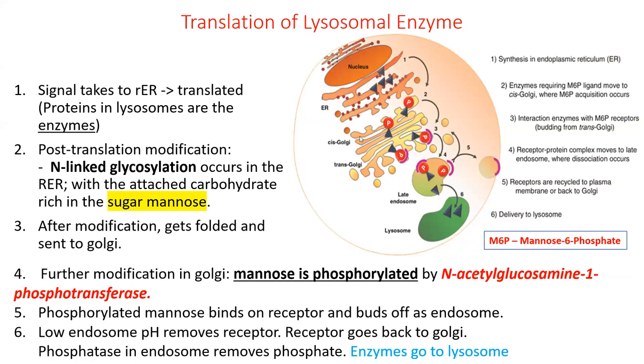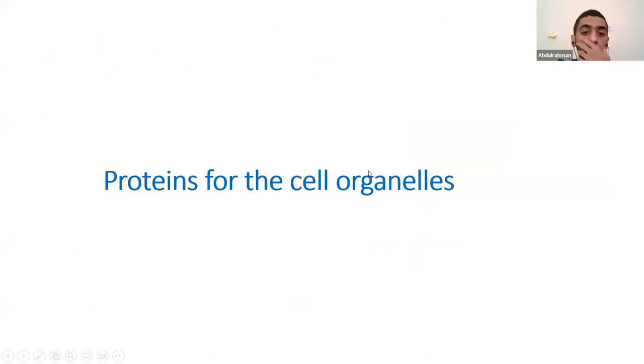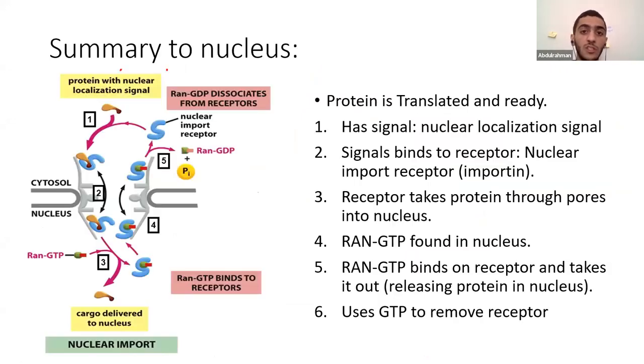Clear. Okay. Now, the next thing would be the proteins for the cell organelles. They're not going to be secreted. We're not sending them to the lysosomes. We're not sending them to the membrane. Now, the first organelle will be the nucleus.